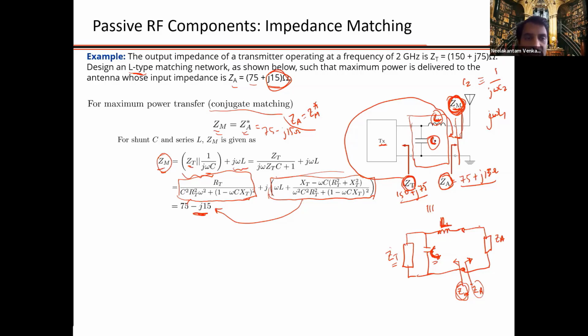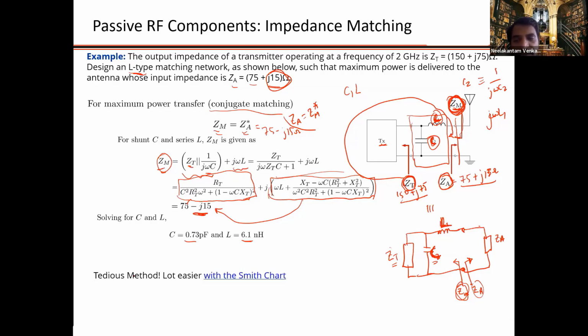I have two unknowns. What are they? C and L. Those are the two design variables I have. Two unknowns, two equations, so I can solve uniquely for L and C. Of course, it will be a bit tedious, but that can be done. If you solve for it, you get C to be 0.73 picohenry and L 6.1 nanohenry. So this is just an illustrative example to see how tedious this method can be if you were to do it by hand, by calculation. But the alternate way is to do it with what is called a Smith chart.